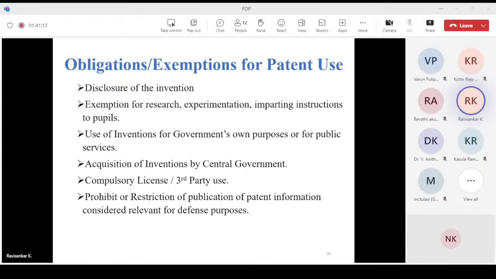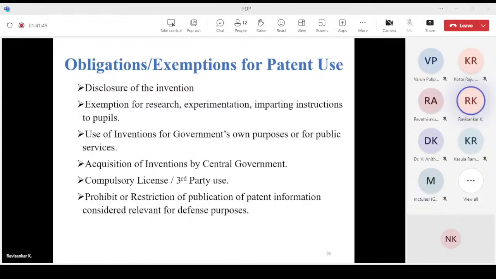And use of inventions for government's own purpose or for public services, this condition also will not provide any protection to the patent. For example, during Corona, even though the products or drugs are patented, government has asked the patent owners not to file lawsuits against the users so that all the people should get the patented drugs. And sometimes central government wants to take your inventions. At that time also you can't say anything.